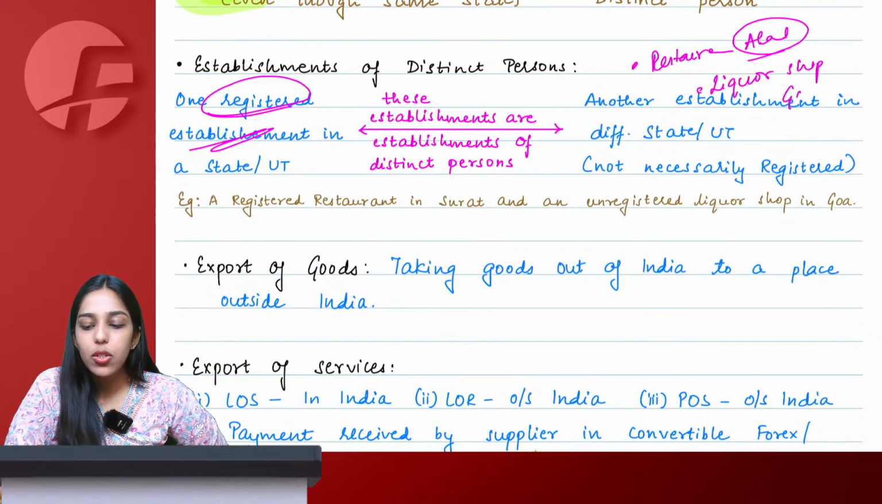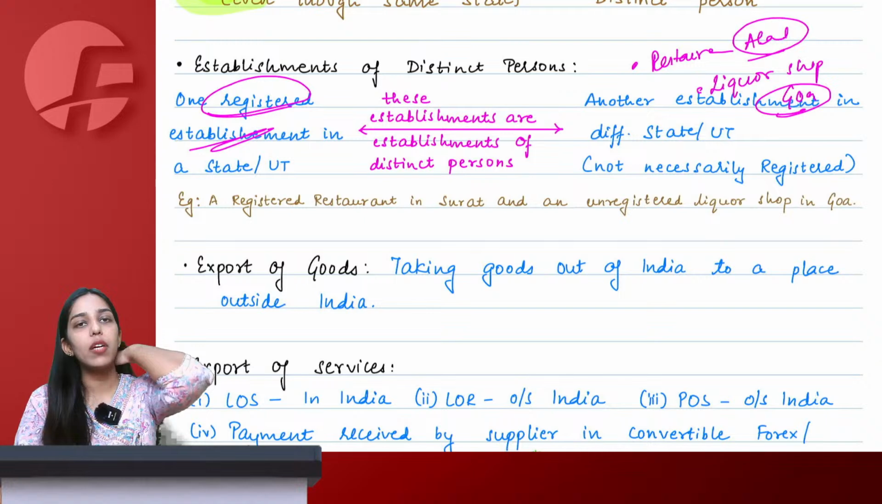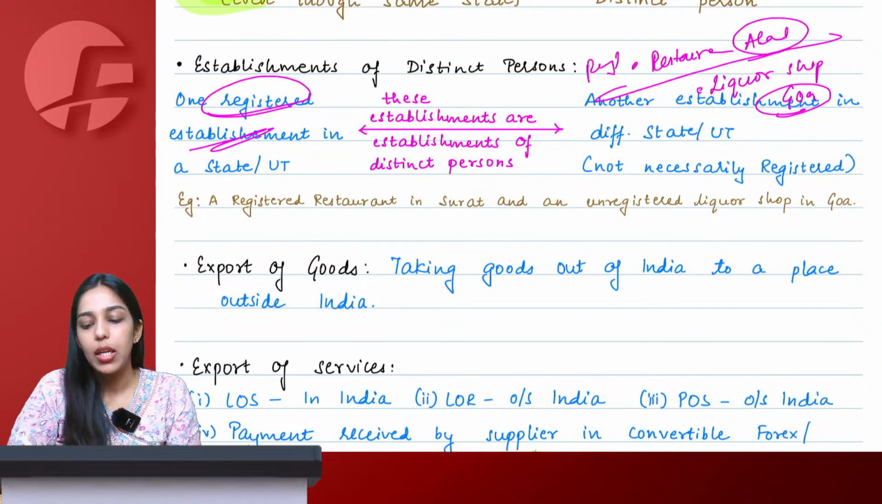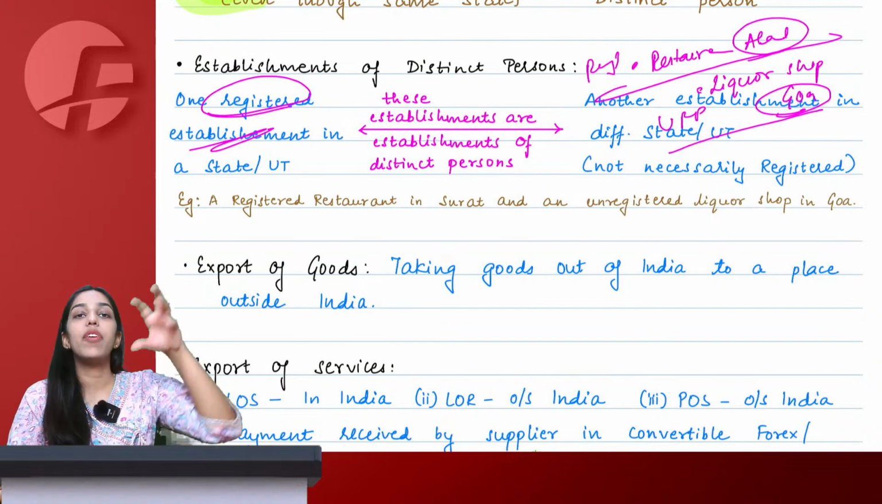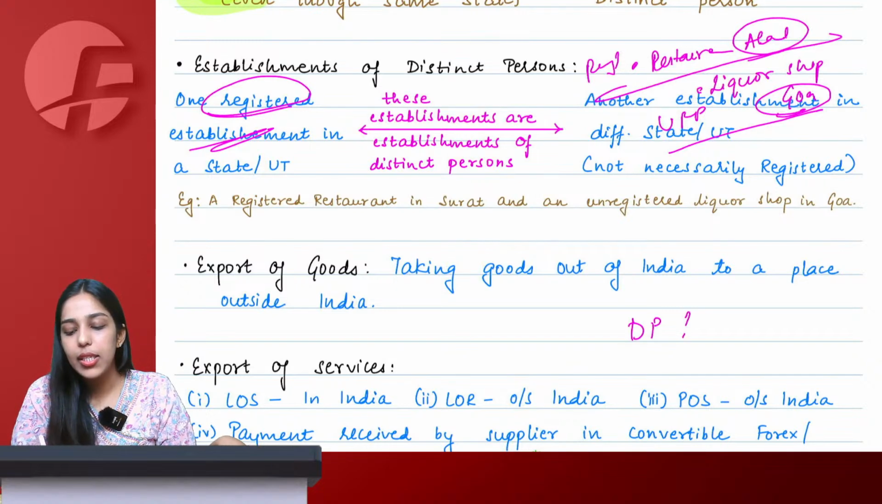Now, we understood that alcoholic liquor for human consumption is not covered under the scope of GST. So, to run a liquor shop, I am not requiring registration because there is no need to collect taxes. So, I am registered in Ahmedabad. I am unregistered in Goa. My one establishment is registered, my one establishment is not registered. Tell me, are they distinct persons?